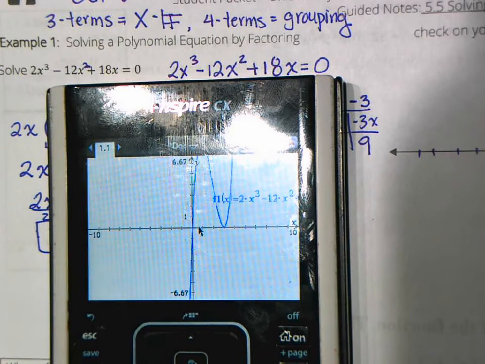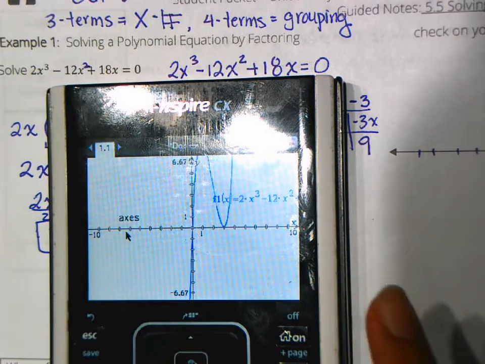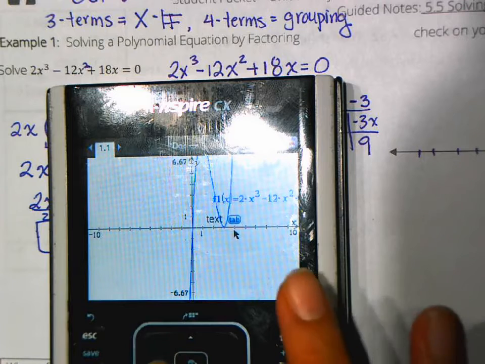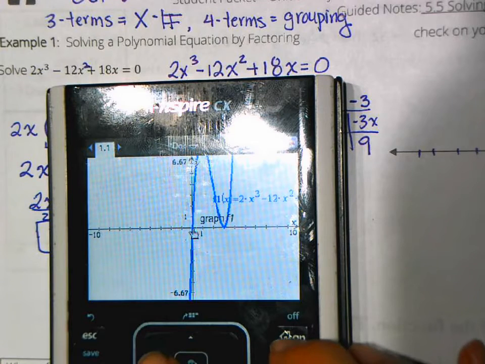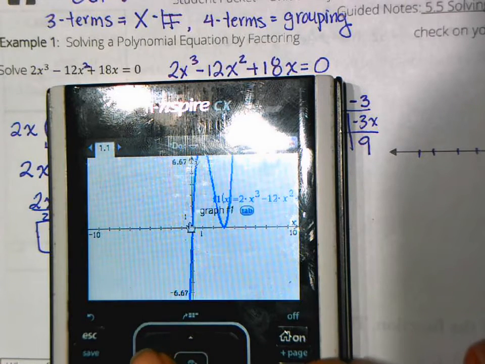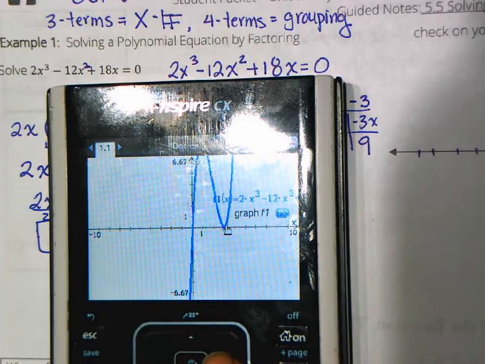And there, if I were to graph y equals 0, I would have a horizontal line right through the axis, right on top of the x-axis. And that means the intersection of the two lines would be this point right here and this point right here, which is also called the zeros.